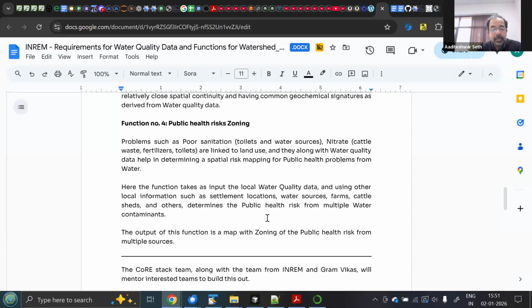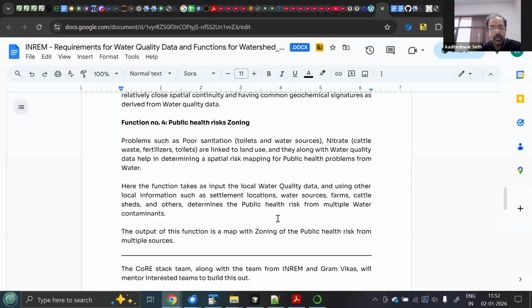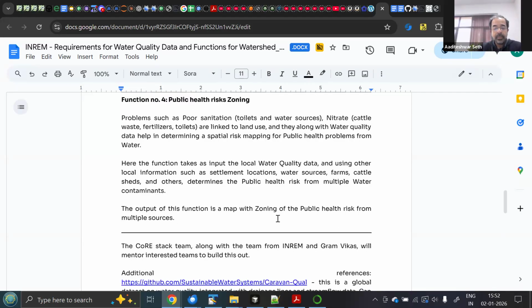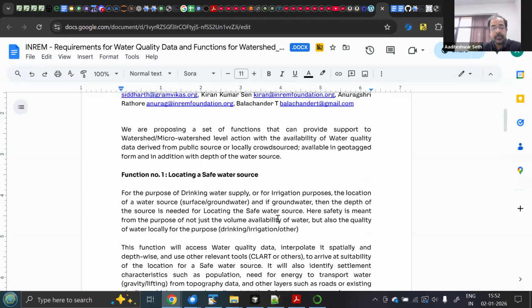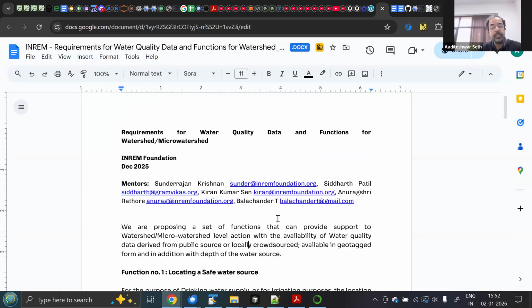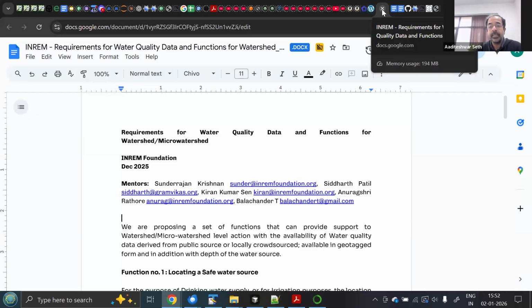Similarly, public health risk scores can also be created through all of this, which can be quite useful to identify which areas might need some priority treatment. So there is a lot of such potential. So Sundar from INREM and their team, if you're interested in something like this for a longer term project, then this is also something quite interesting.